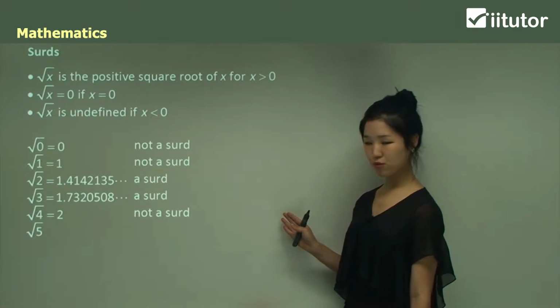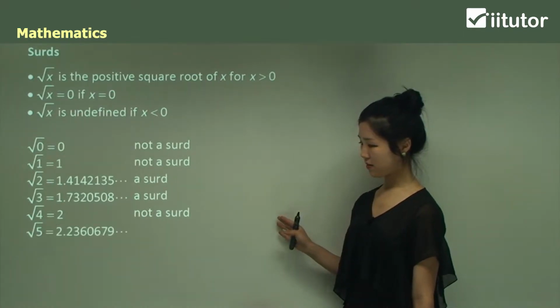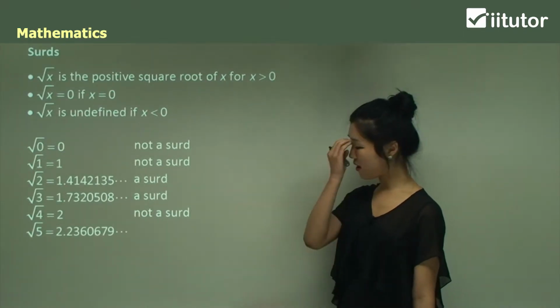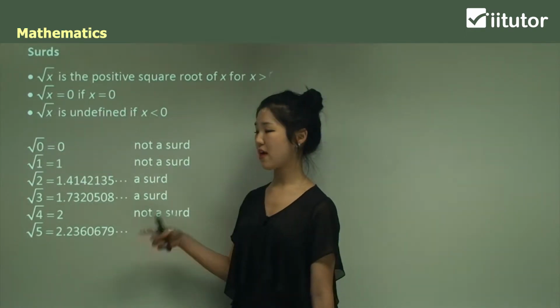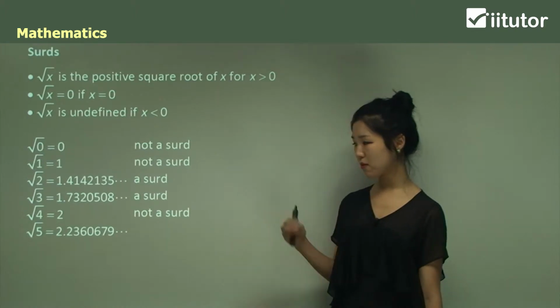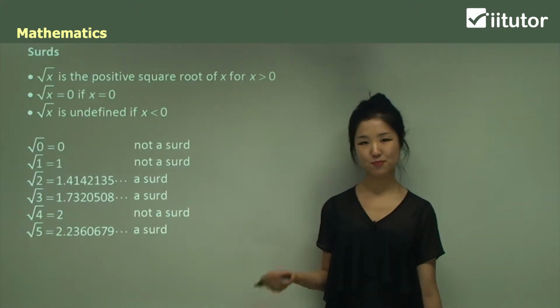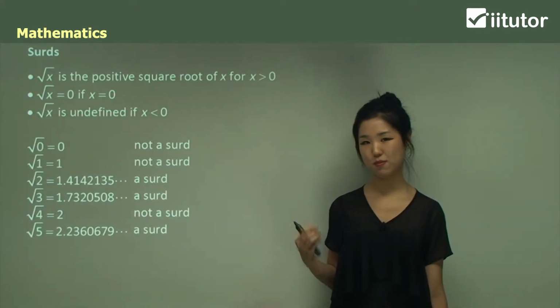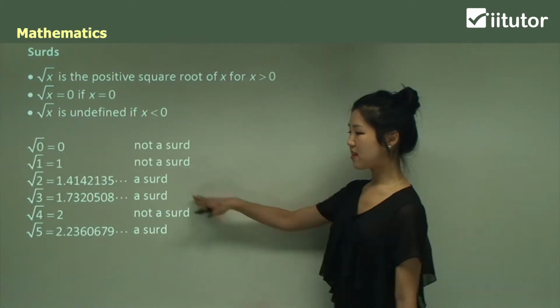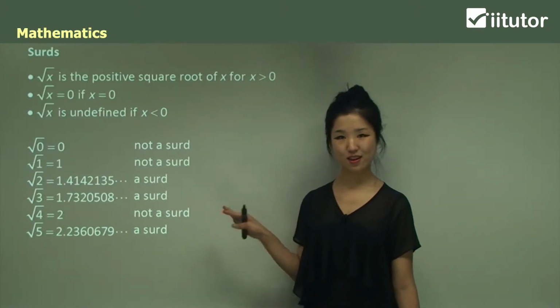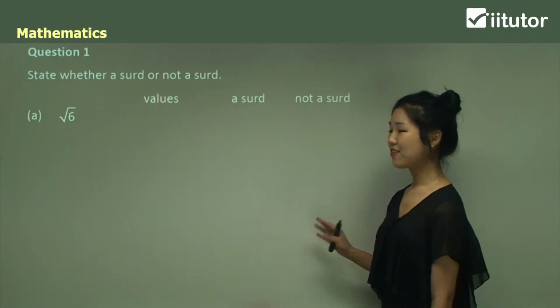So root 5, we'll do another one. It's something like that if you calculate it with your calculator. And root 5, we can't make it into an exact form without the root. So root 5, we keep the root there, so that's why it's a surd, because the root will always be there to keep it as exact form. So that's the whole idea. These are not surds, these are surds, but you can clearly see the difference, right? Now let's try the questions.